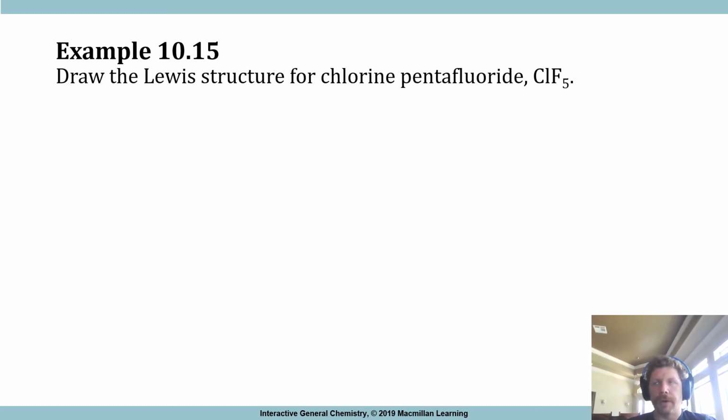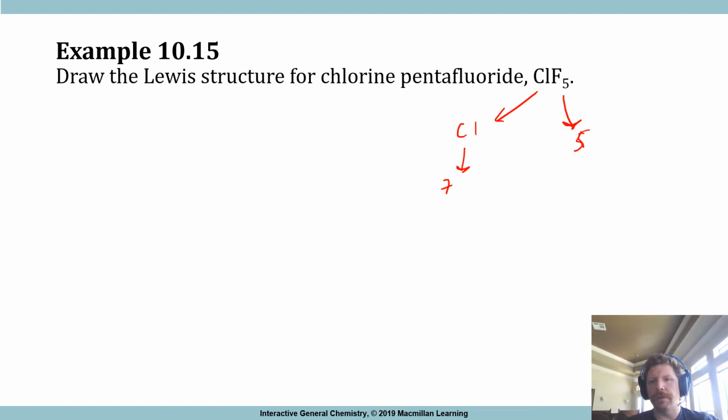Now, I wanted to go ahead and show you all an example of a molecule that can expand the octet. Our central atom in chlorine pentafluoride is Cl. Cl is bringing in 7 electrons. There are a total of 5 fluorines, and each fluorine is bringing in 7 valence electrons. So we're talking about a total of 42 electrons.